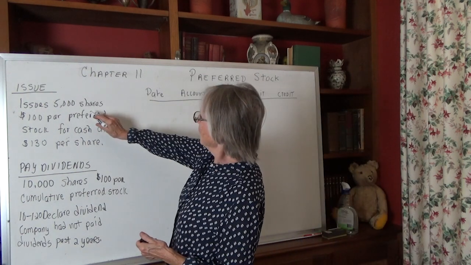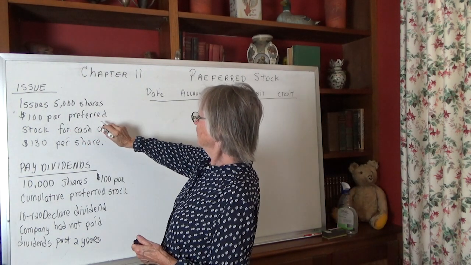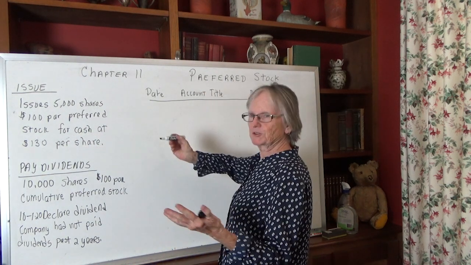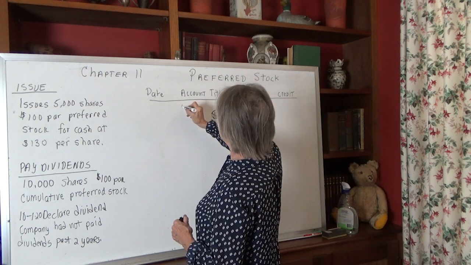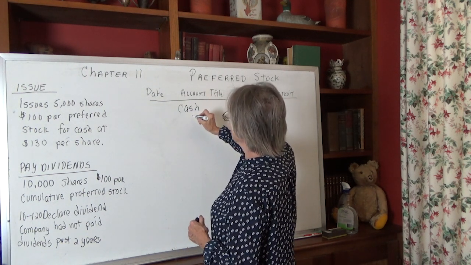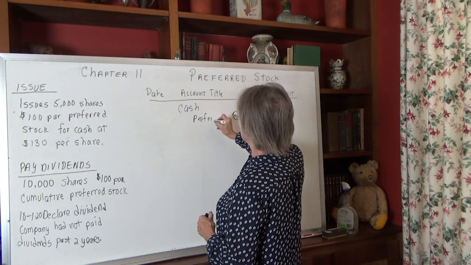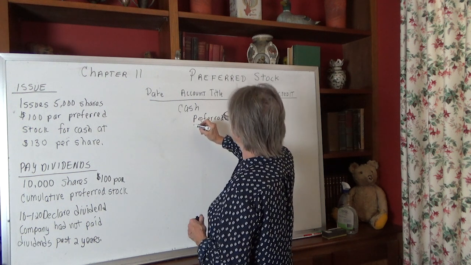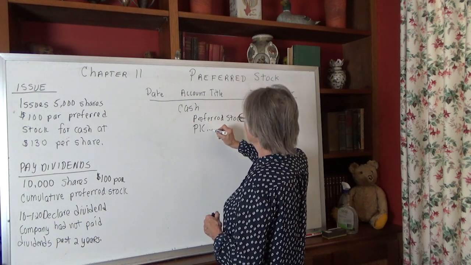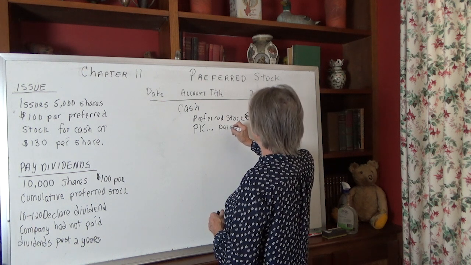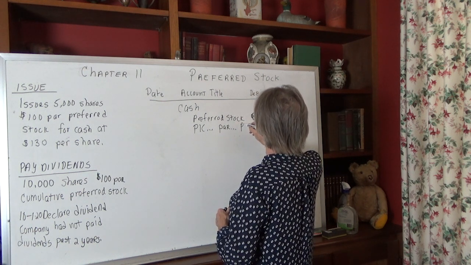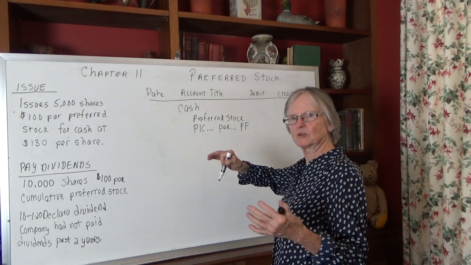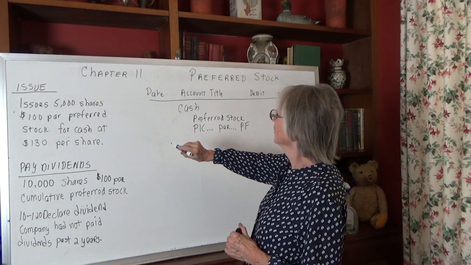Okay, so if we issue 5,000 shares of $100 par preferred stock for cash at $130 per share, we'll just sort this out a little bit. We're going to get cash. We're going to issue preferred stock. It has a par value, so we know that this is probably going to be paid in capital in excess of par value. And here we would have to say on preferred. I always just abbreviate that preferred, but you have to make some distinction between common and preferred.